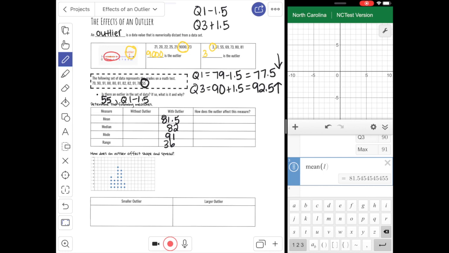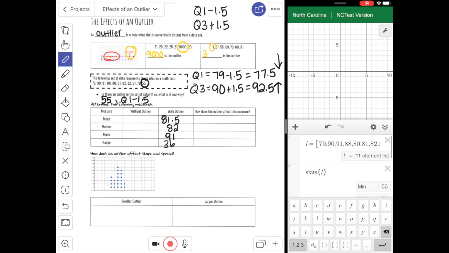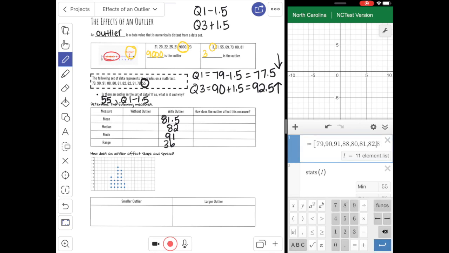Now we want to calculate this same information without 55. We want to take 55 out and see what happens. When I take it out, I can easily go to my list in Desmos. That's the great thing about Desmos: you can adjust any list and it'll adjust your values as you take them away. I now have 10 numbers because I took 55 out. And I'm now going to look: my median is 82 without the outlier.